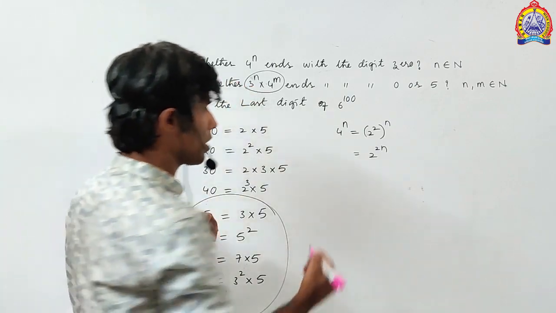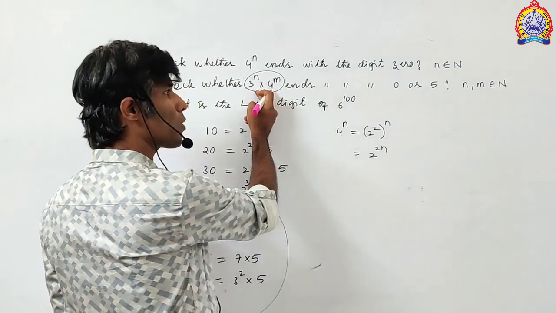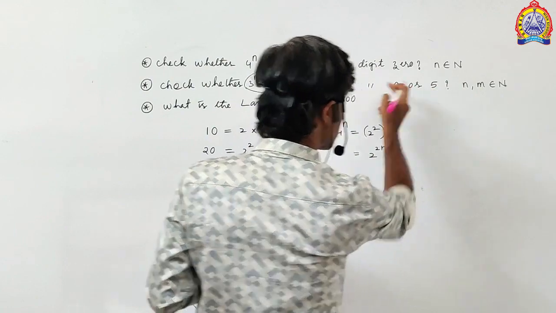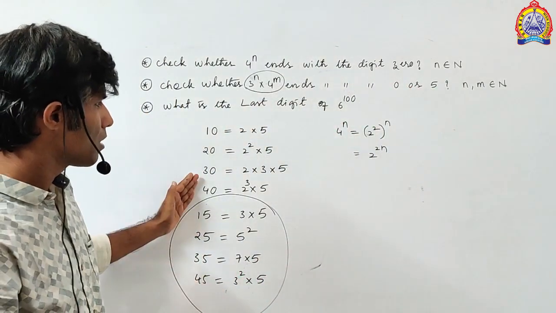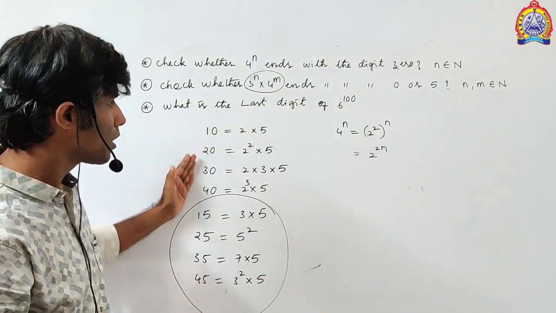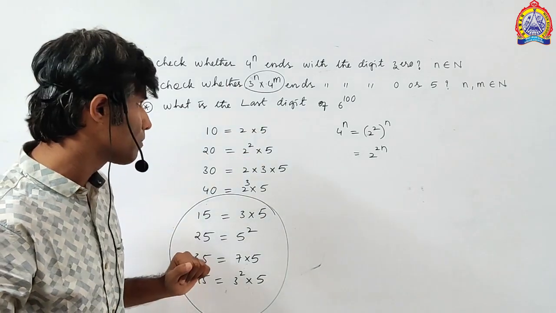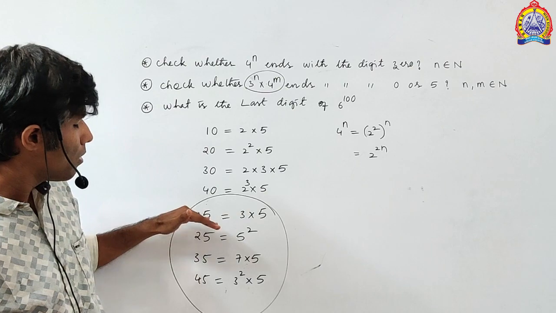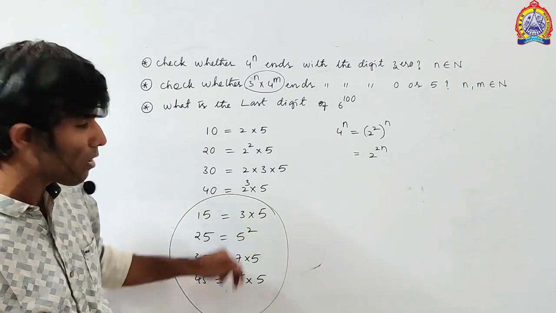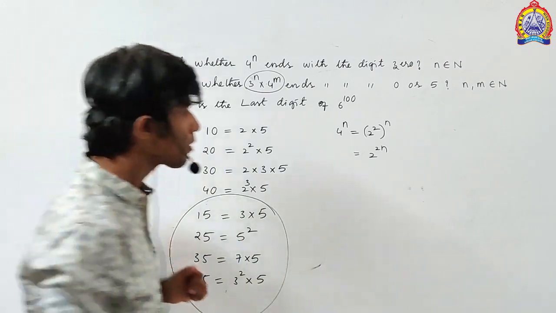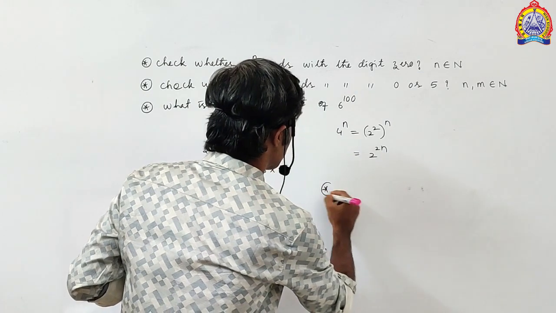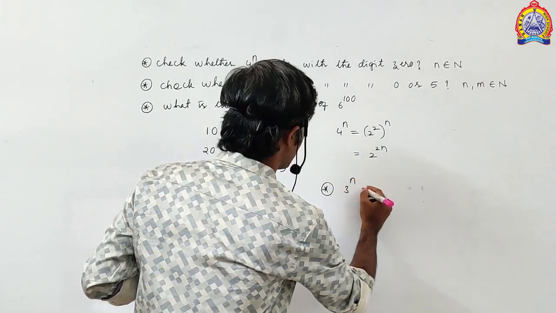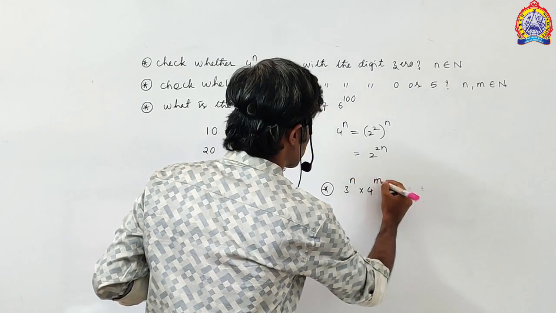Now let us see this question. And let us verify whether this is going to end with a digit 0 or 5. For 0, you have to check this: the prime factorization should include the prime factors 2 and 5. For 5, the prime factorization should include only 5 but not 2. 3 power n into 4 power m.